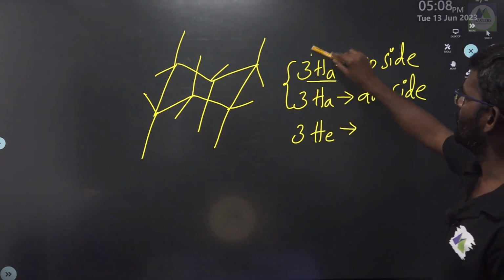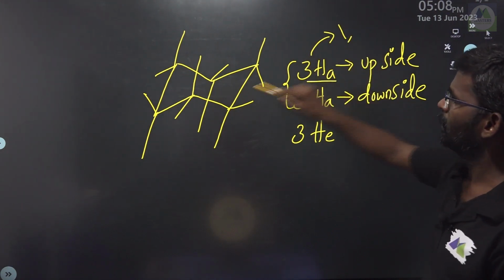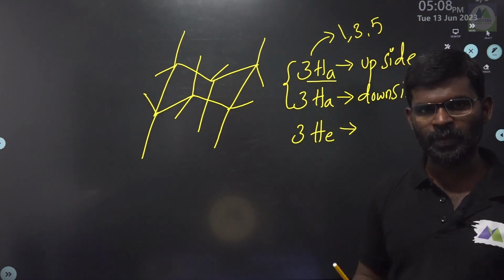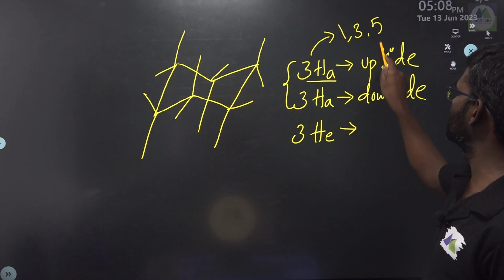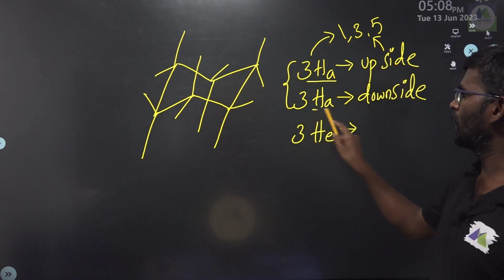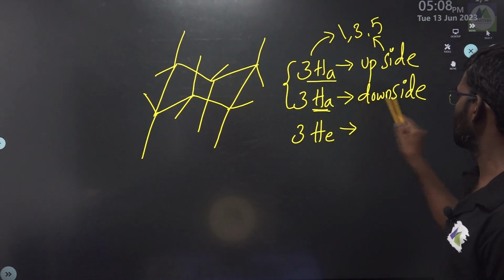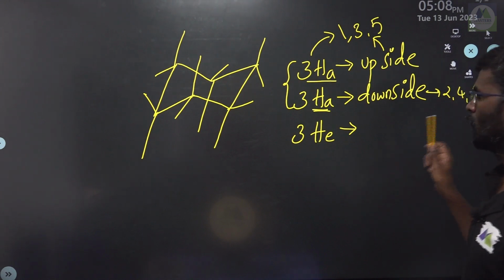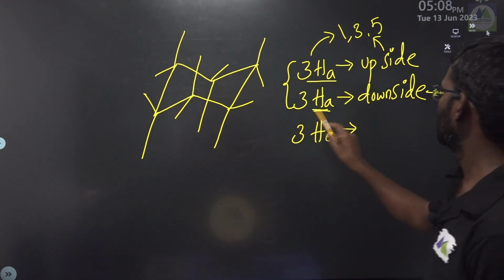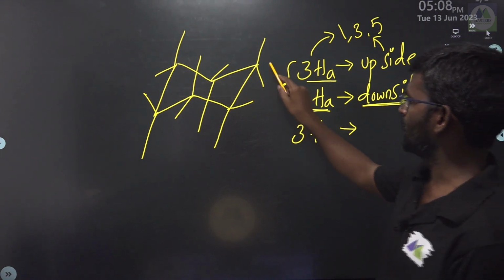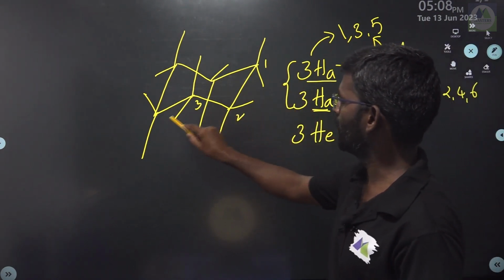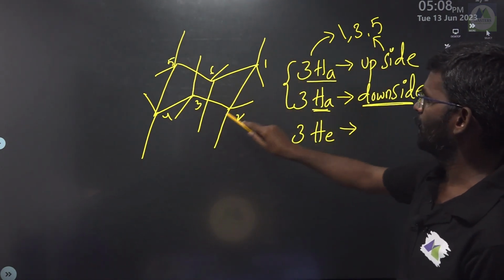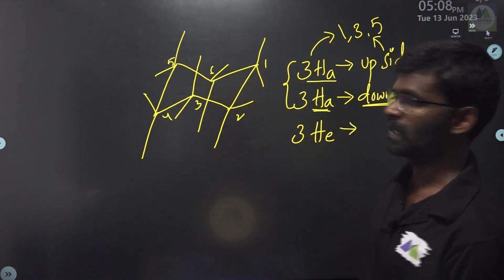3 axials. These 3 axial positions are one set. So first position axial, third position axial and fifth position axial at upside. Next, coming to the another set of axial hydrogens, the numbering is 2, 4 and 6. So 2, 4, 6 hydrogens downside. Once again check here 1, 2, here 3, 4, here 5 and 6. So first position upside, third position also upside and fifth position also upside.